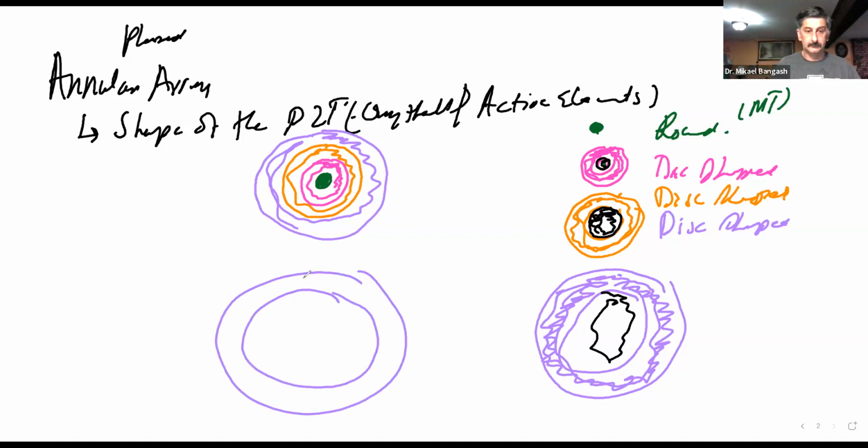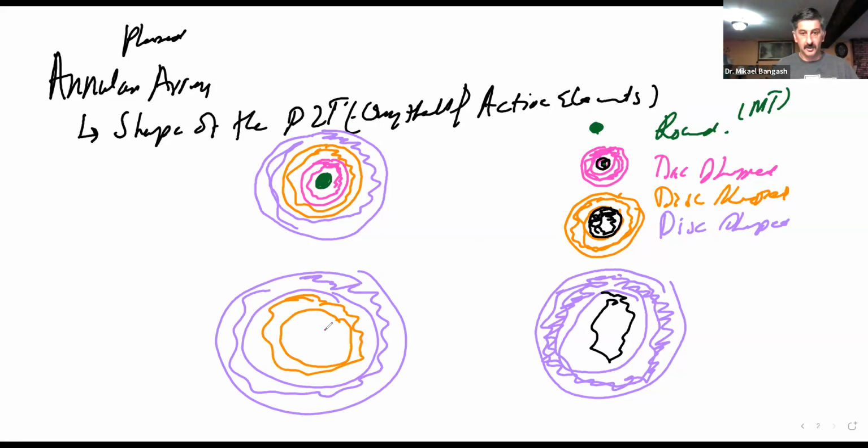This was your pink or purple or whatever you want to call it. Here we have a smaller PCT, which would be the orange, that is placed here. Here we have a smaller PCT, which is going to be the pink, placed like this. And then we have the smallest one, which is the green. So the point, ladies, is that as you go from here to here to here to here, what is it that you see?